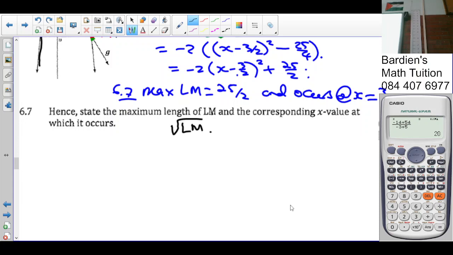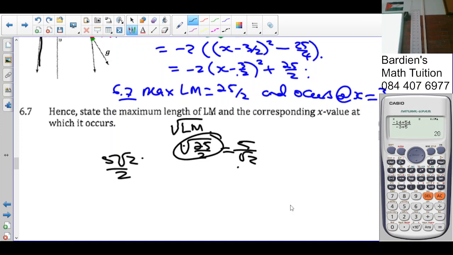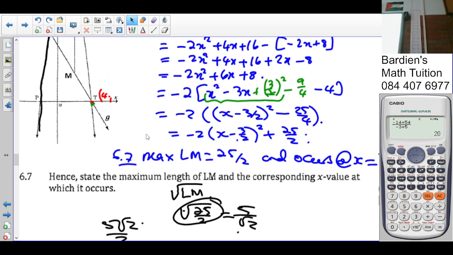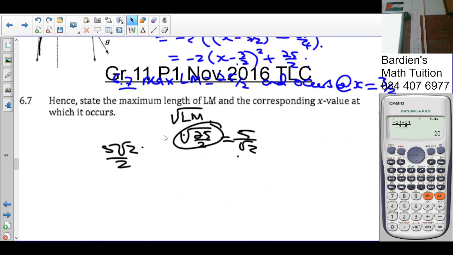We have just worked out, yes? What do you say? Square root of 25 over 2, which is 5 over root 2. Or you could have left it like it to work it out as 5 root 2 over 2. Any one of those, or the decimal. Okay, you guys understand? All of that is acceptable. Alright, let's carry on.